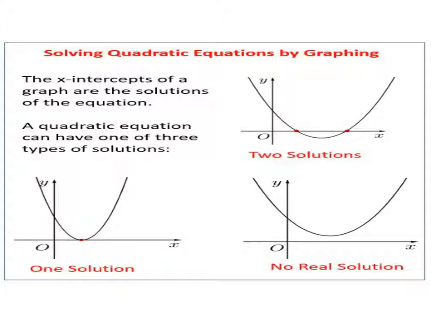So here's what each one of them look like. If we have 2 solutions, you'll notice that the parabola touches the x-axis at 2 different spots. If you can see that on the graph, you'll know that there are 2 solutions. One solution is if the vertex is the only thing that touches the x-axis. And then no real solutions, you'll notice there that the graph does not touch the x-axis at all.